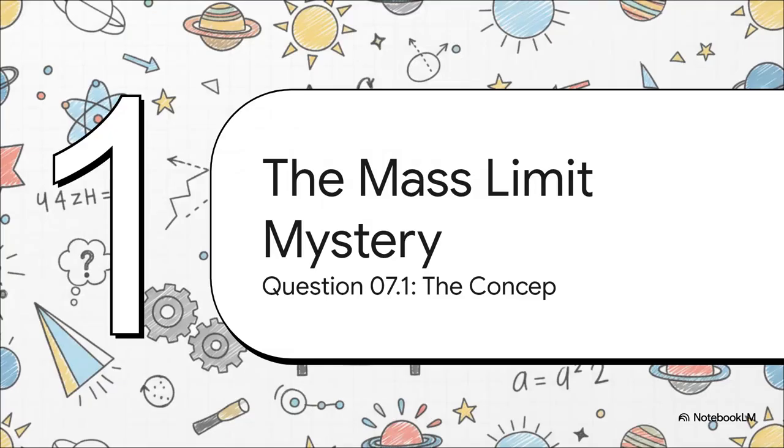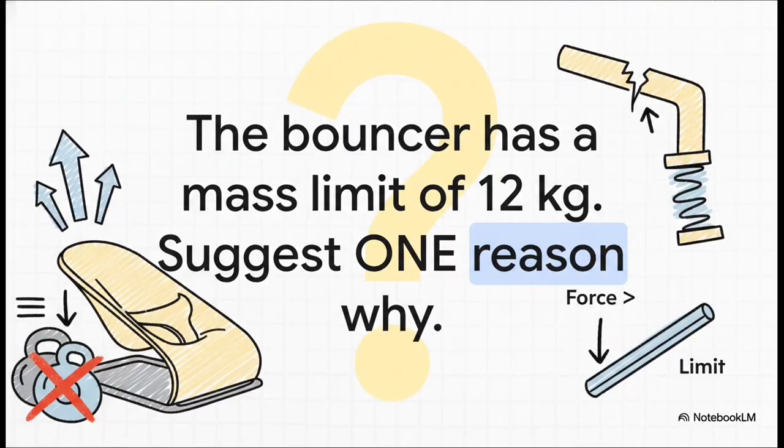Okay, let's dive into the first part of this question. What's so interesting here is that it's not a math problem. Nope, this is all about your conceptual understanding. Can you take what you know about physics and apply it to a real-world warning label? So the question's pretty blunt, right? Suggest one reason why a baby over 12 kilos shouldn't use this thing.